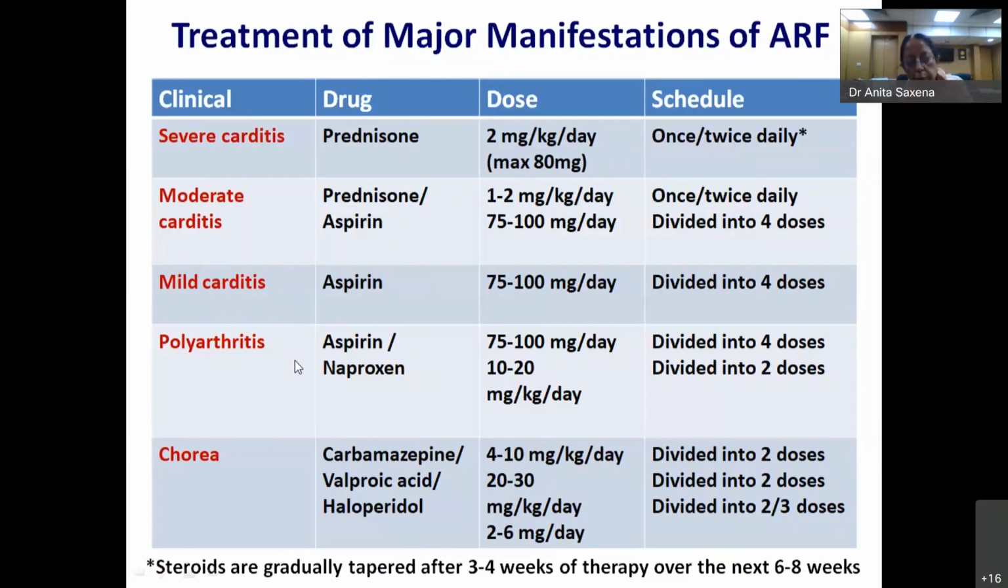Polyarthritis responds beautifully to aspirin. In fact, you can use aspirin as almost a diagnostic test. If somebody comes with severe polyarthritis and one dose of aspirin does wonder to that patient, it is likely to be rheumatic carditis.